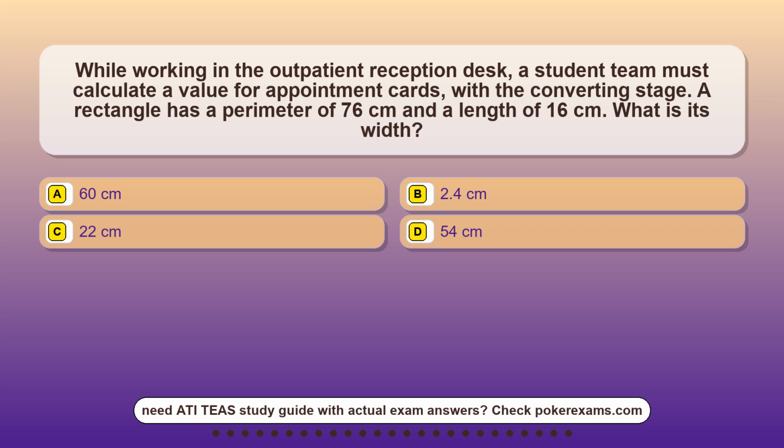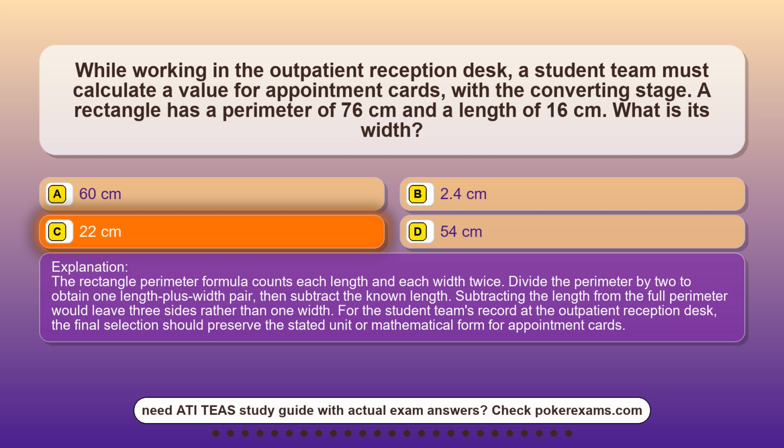Question 4. While working in the outpatient reception desk, a student team must calculate a value for appointment cards with the converting stage. A rectangle has a perimeter of 76 centimeters and a length of 16 centimeters. What is its width? Option A, 60 centimeters. Option B, 2.4 centimeters. Option C, 22 centimeters. Option D, 54 centimeters. The correct answer is option C, 22 centimeters.